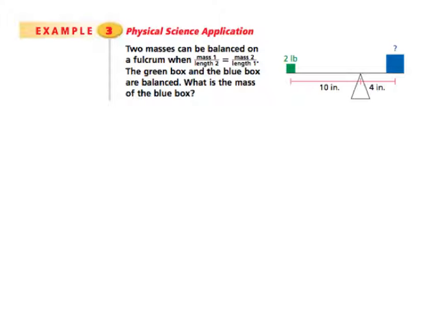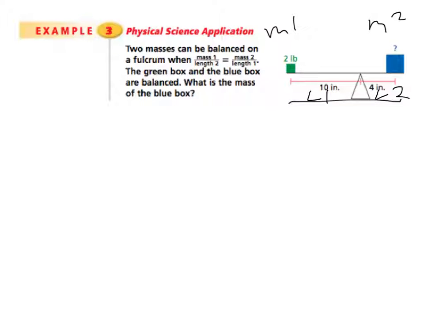Lastly, a physical science application. It says 2 masses can be balanced on a fulcrum. This is a fulcrum, it's like a balance. When mass 1 over length 2 equals mass 2 over length 1, the green box and the blue box are balanced. What is the mass of the blue box? So let's call this mass 1, and this is mass 2. And then let's call this length 1, and this is length 2.